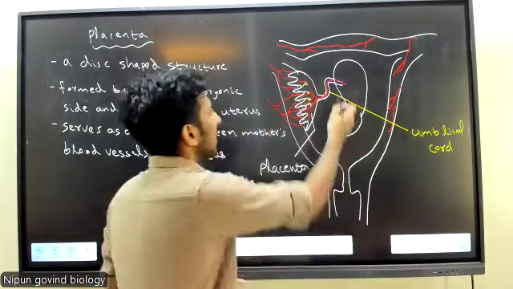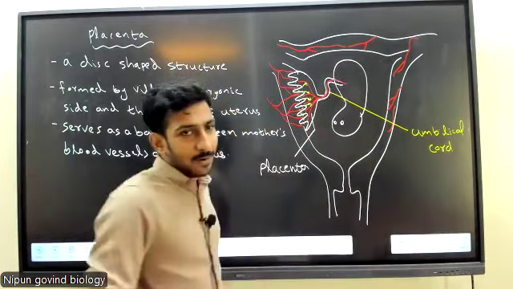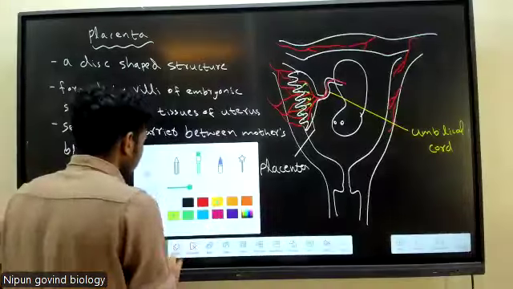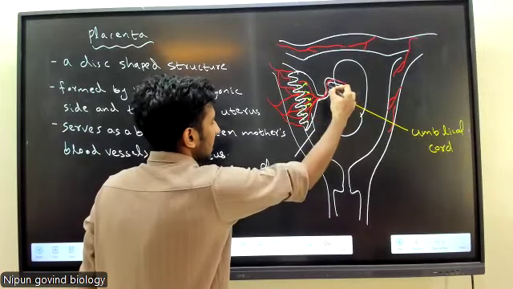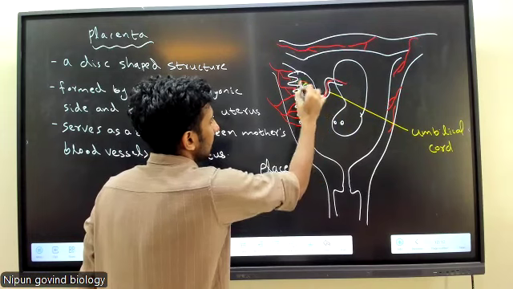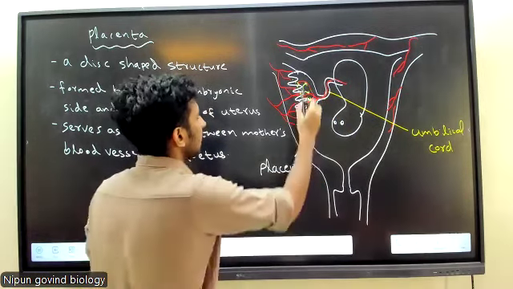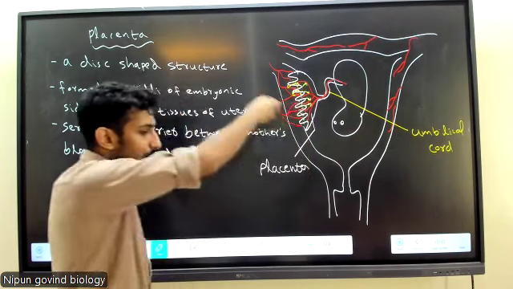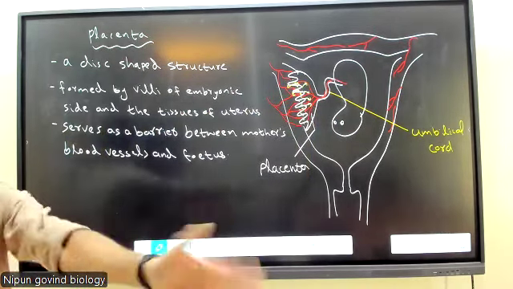In return, the fetus will have some waste materials. The waste materials are deposited here in the placenta. From the placenta, these waste materials are absorbed by mother's blood. Mother's blood carries that and the mother will remove the waste.